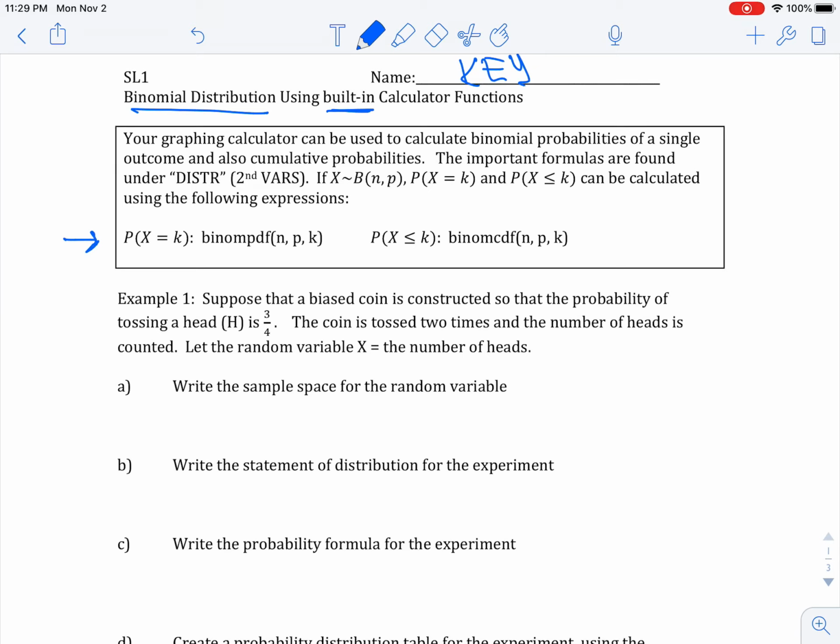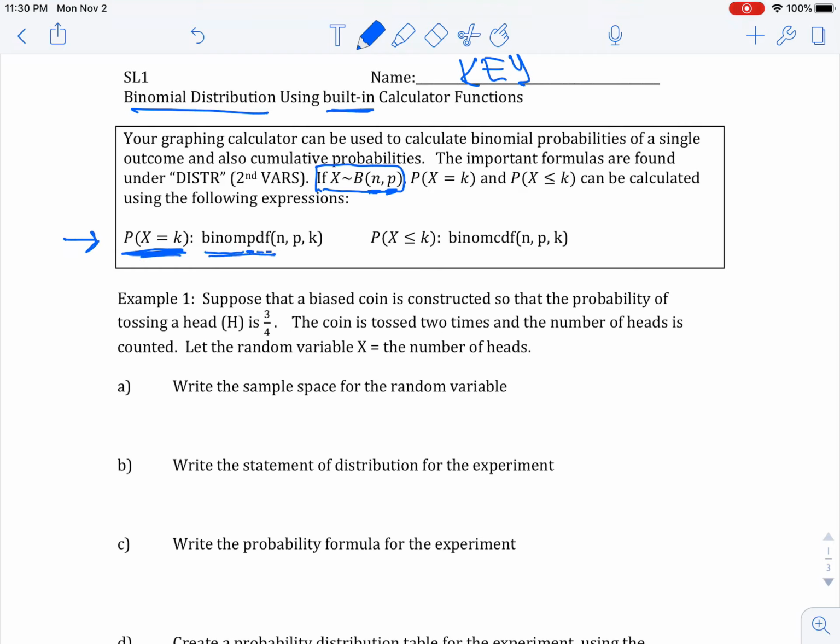But basically we have two built-in functions. One of them is called binom PDF, which means probability distribution function. And that's going to help us find the probability that x is equal to some particular number. So remember, x is our random variable. And if it's following a binomial distribution with n trials and probability of success p, then we can use this binom PDF to find the probability that x will equal a certain number.